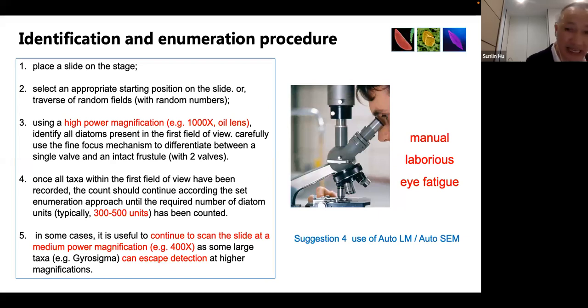While for the identification and the enumeration procedure of the European standard, it is laborious. At least 300 diatoms need to be observed manually for each sample, which is likely to bring about high fatigue for operators. My suggestion is to try to develop auto LM or auto SEM to make the diatom analysis easier.